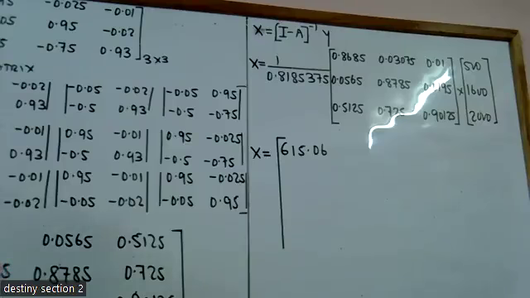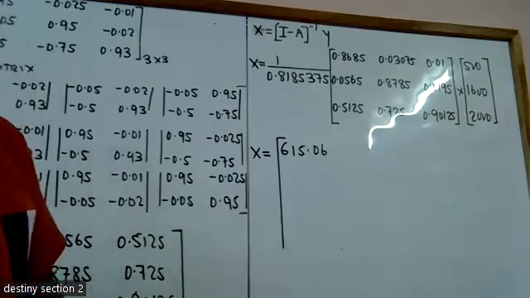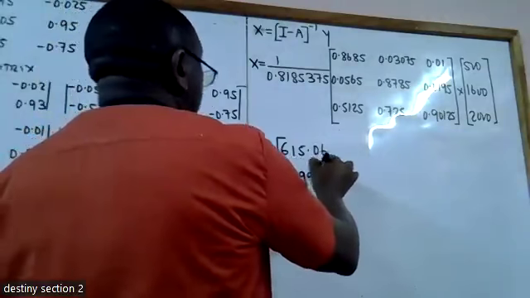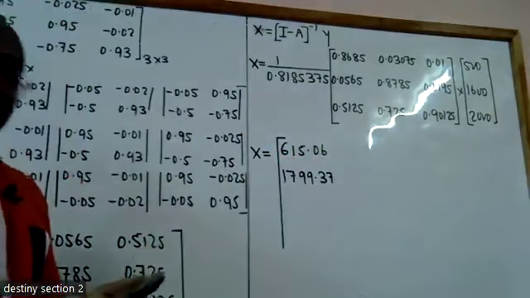What is the answer? So we have 1799. 1799.37. Good. Tuende kwa hii ingine.